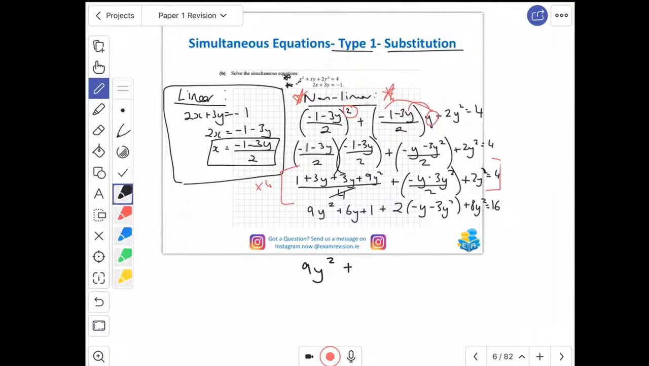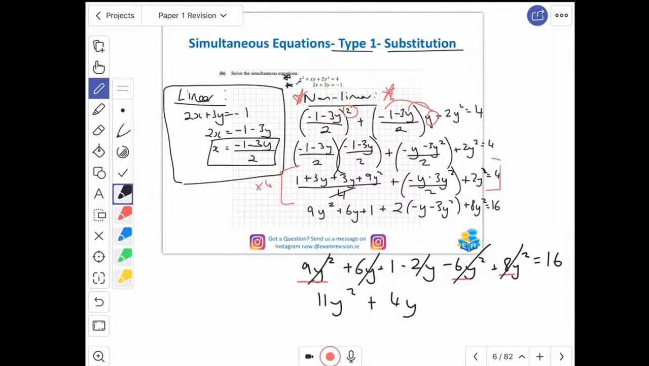So we get 9y squared plus 6y plus 1 minus 2y minus 6y squared plus 8y squared equals 16. Okay, so if we tidy up the y squareds, that's going to give me 11y squared plus 4y. Bring your 16 over, so that's going to give me minus 15 equals 0. So we're going to go and factorize that then.